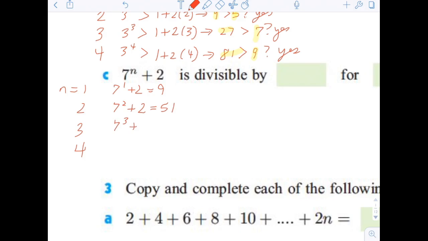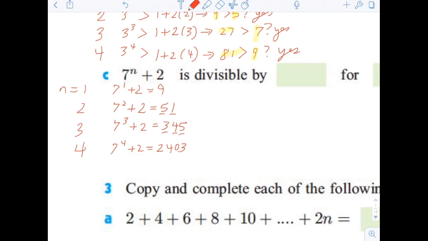7 to the third plus 2 equals, so 7 times 7 times 7 is 49 times 7, which is 343 plus 2, which is 345. And then 7 to the fourth plus 2 is equal to 2403.